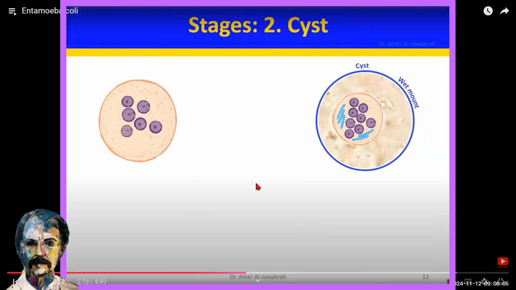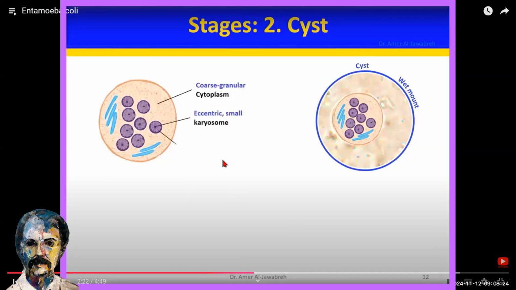This is the cyst, and you see here many cysts. 4 to 8, usually 4 to 8. Most of the time you find 5, 6. That's what you see, but there are exceptions. So coarse granular, eccentric small karyosome, uneven peripheral chromatin, cell wall, and chromatoid bars. But when they mature, they disappear.